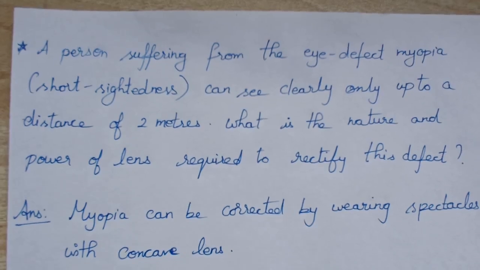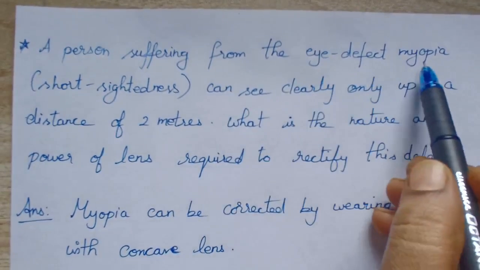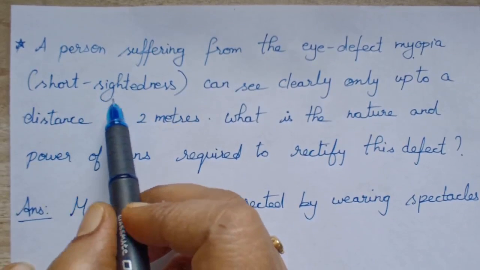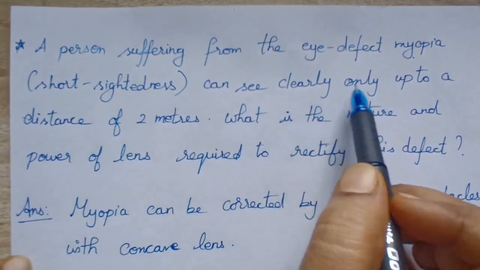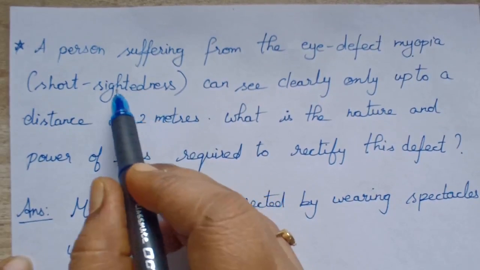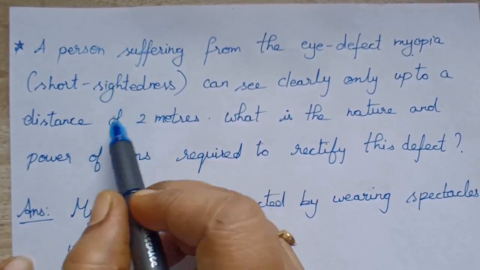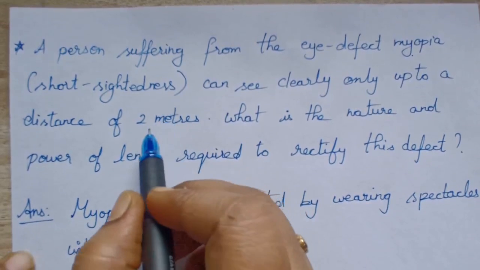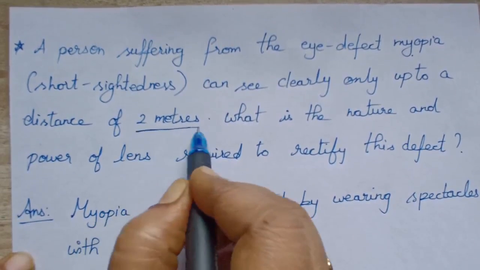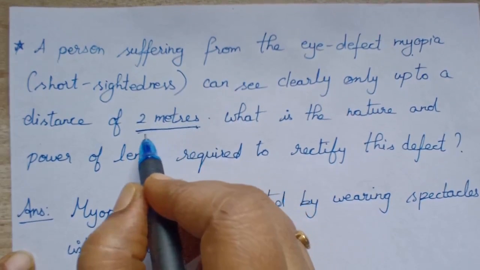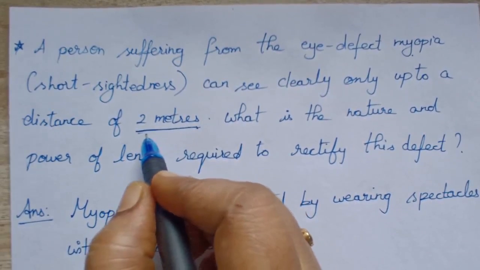So we'll see some of the numericals from this part. A person suffering from the eye defect myopia, that means short sightedness, is able to see nearby things clearly, and can see clearly only up to a distance of 2 meters. That means this is the far point of the eye; he is able to see things within 2 meters only.